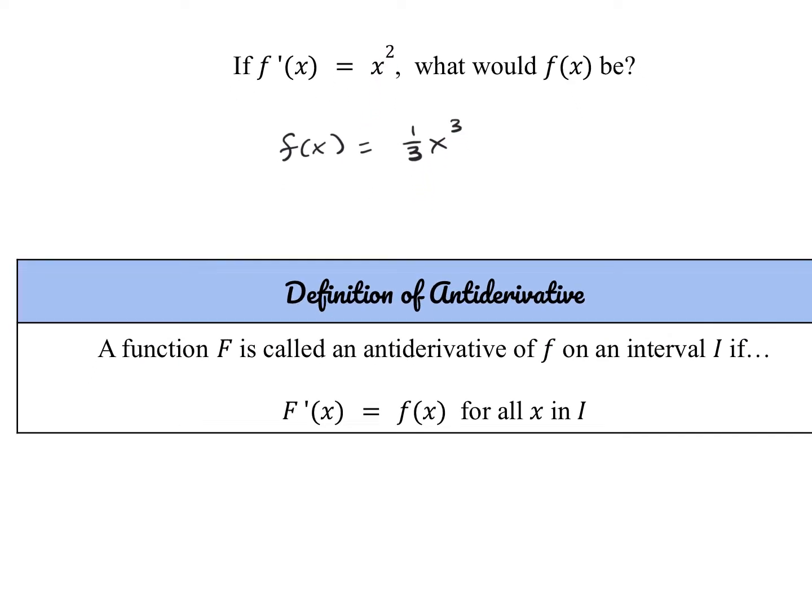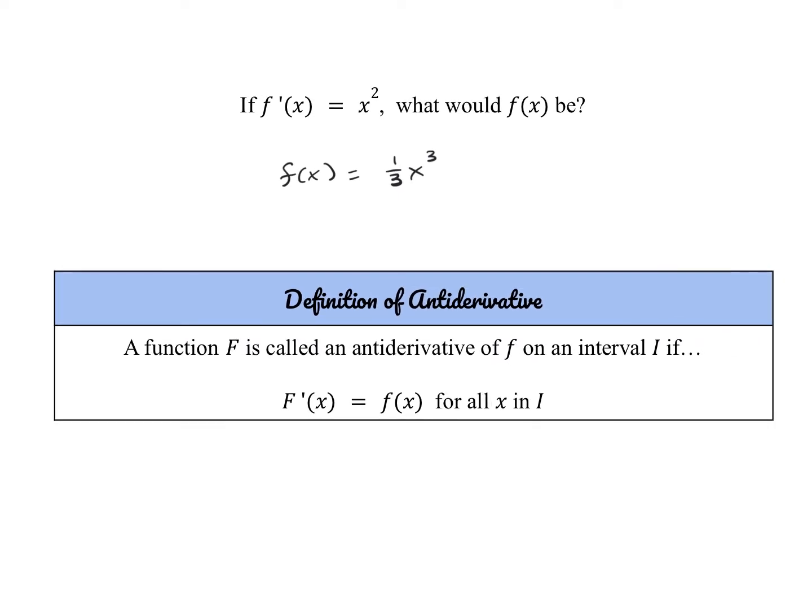So this process that we just did, just using logic, is actually finding what's called the antiderivative. So by definition, a function uppercase F is called an antiderivative of lowercase f on an interval I if F prime of x equals f of x. So the antiderivative is like working backwards, like you're starting with a derivative here and saying what would the original function be. So again, if you took the derivative of uppercase F, you would end up with lowercase f. So this process of finding the antiderivative is what we're going to start talking about today, and it's really what we devote a large part of next semester to as well.